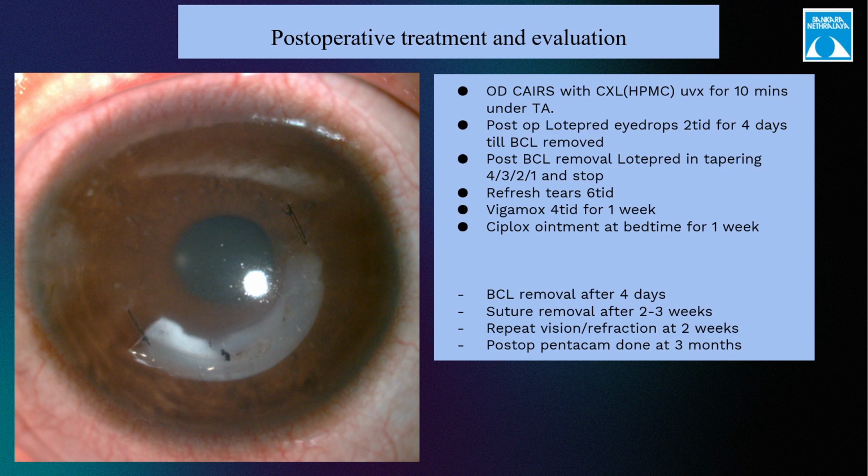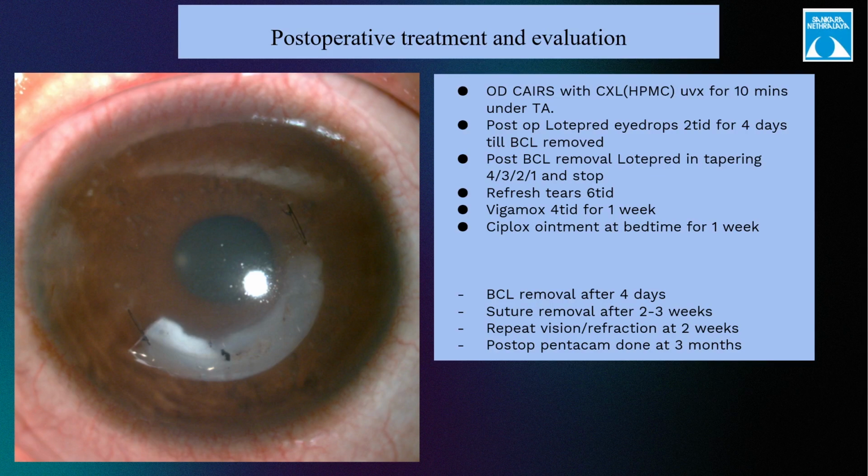For this patient, we did OT CAIRS with CXL, HPMC, UV radiation was given for 10 minutes, it was done under TA. Post-operatively, we have given Lotepred eye drops 2 times for the 4 days till the BCL was there. Post the BCL removal, we have gone in a tapering order of 4, 3, 2, 1 and stopped it after 4 weeks. The refrigerated lubricants were given 6 times. Vigamox was given for 1 week, 4 times. While the BCL was in place, we used it 6 times. Ciplox ointment was given at bedtime for 1 week.